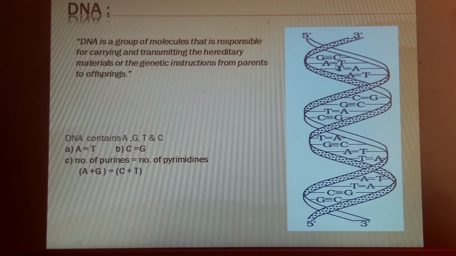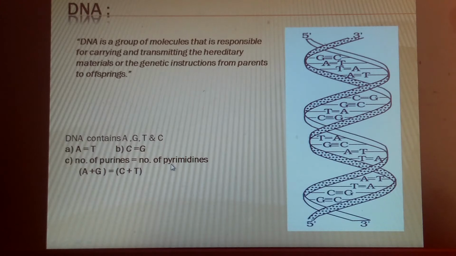So we can easily make out here that two hydrogen bonds are there between adenine and thymine. Here three hydrogen bonds are present between guanine and cytosine. So if it is being calculated, how many adenine and guanine are present? The total adenine and guanine present is the same as the number of cytosine and thymine. I hope it is clear.